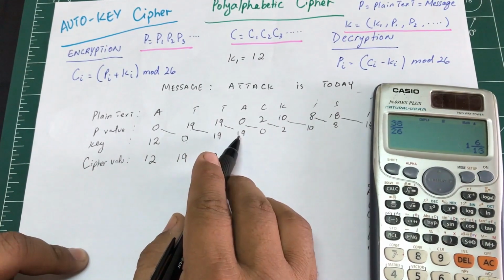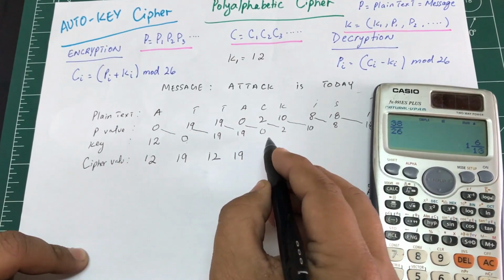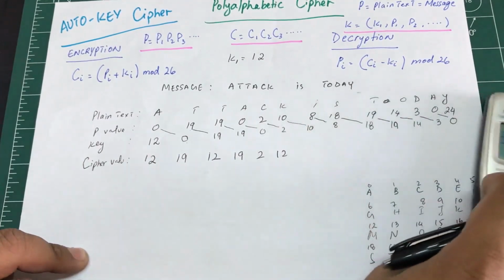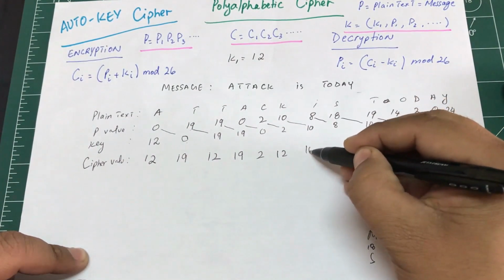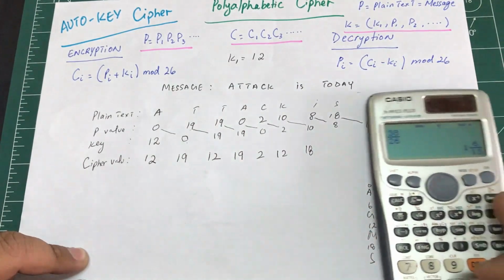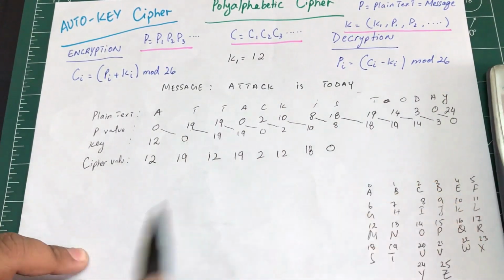0 plus 19 mod 26 would give me 19. 2 minus 0 is 2, mod 26 is 2. 12 is 10 plus 2, which is 12, mod 26 would give me 12. 8 plus 10 is 18, that would give me 18. 18 plus 8 is actually 26. What is 26 mod 26? It would give me 0. All right.